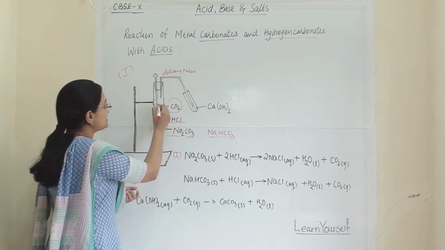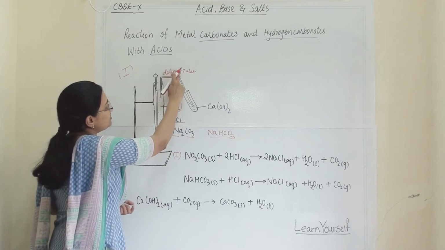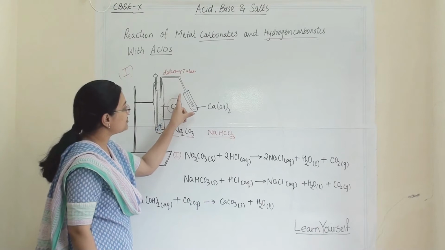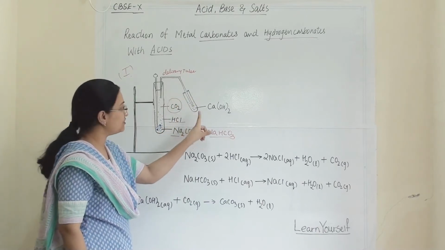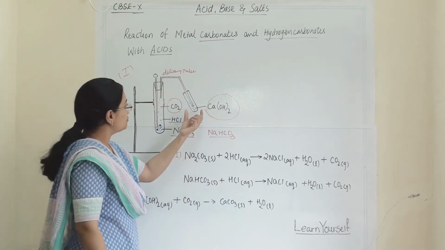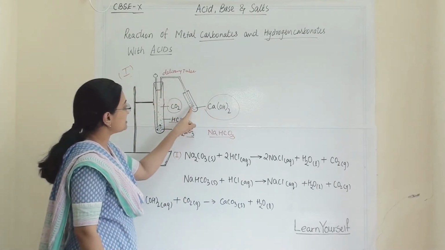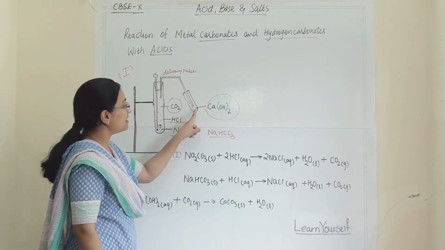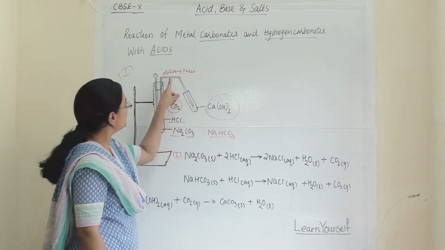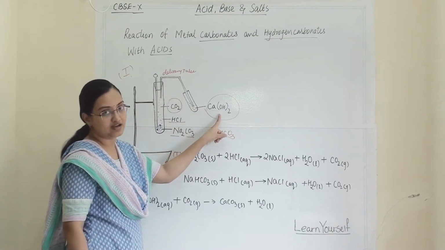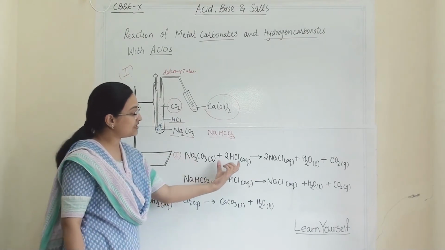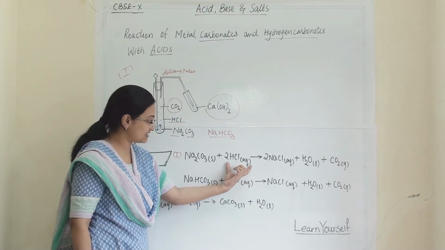So that gas will pass through from this delivery tube, and that delivery tube we have kept in another test tube in which we have taken calcium hydroxide solution. So that carbon dioxide gas is directly going in calcium hydroxide solution. So we have dipped the delivery tube in a calcium hydroxide solution. So let us see what will happen when metal carbonate is reacting with hydrochloric acid.